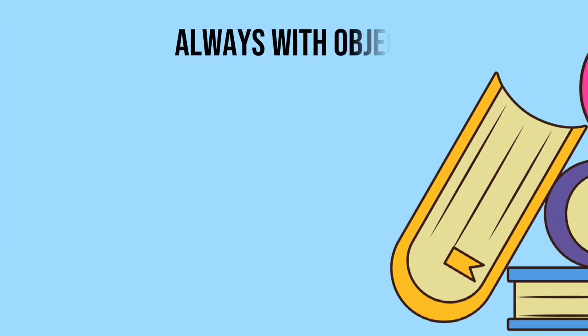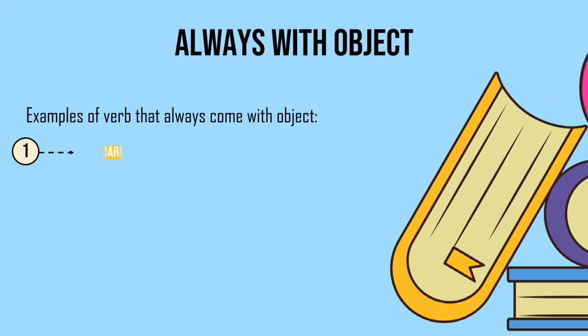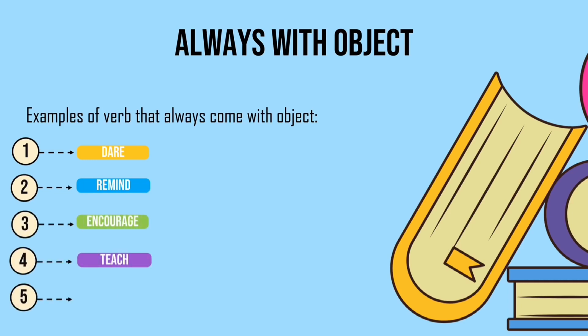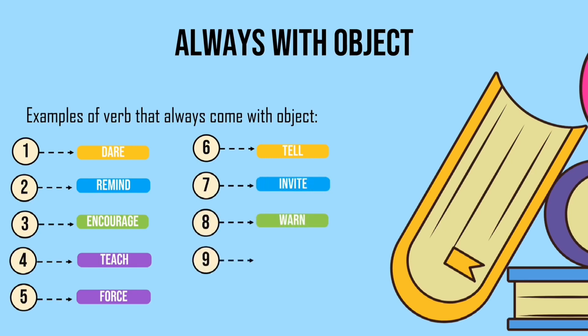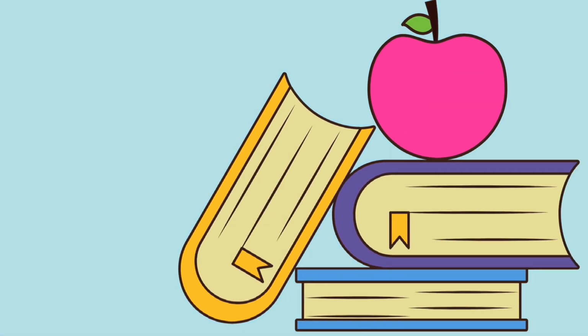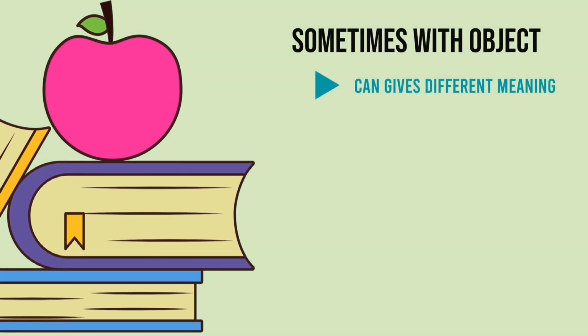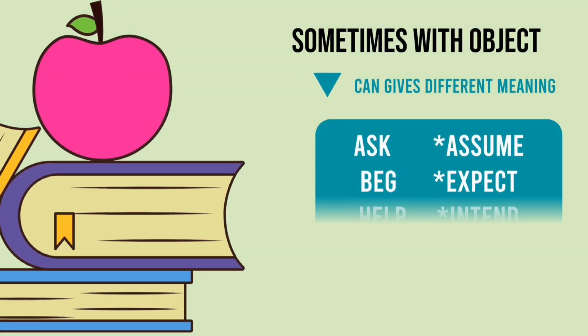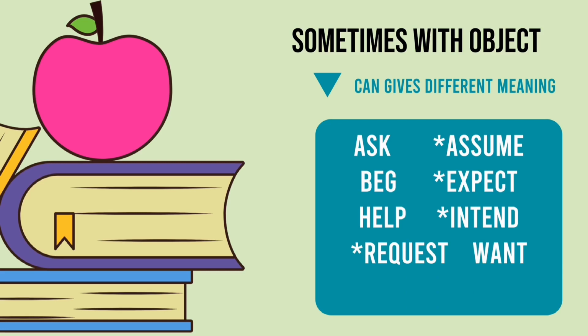Secondly is always with object. Examples of verbs that always come with objects are dare, remind, encourage, teach, force, tell, invite, warn, order, and persuade. Lastly, for the sometimes with objects, they can give different meaning. The examples of verbs are ask, beg, help, request, assume, expect, intend, and want.